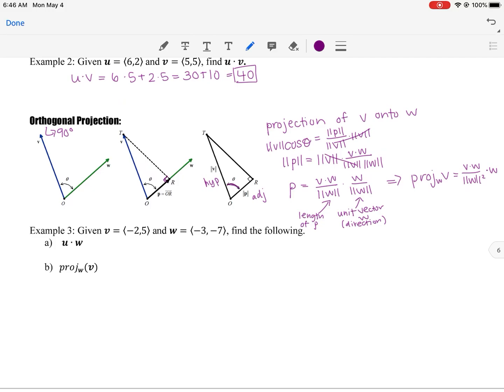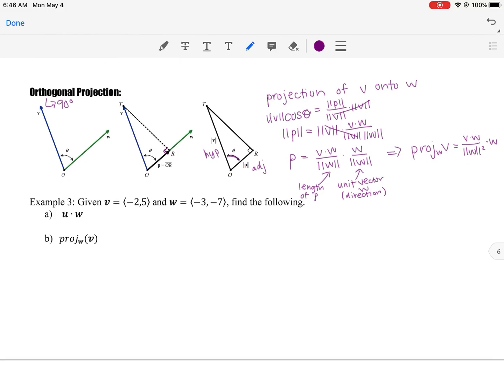Okay, so let's go ahead and do some of this mathematics. If we want just the dot product of v times w, we're going to do -2 times -3 plus 5 times -7. So we get 6 plus -35 equals -29.